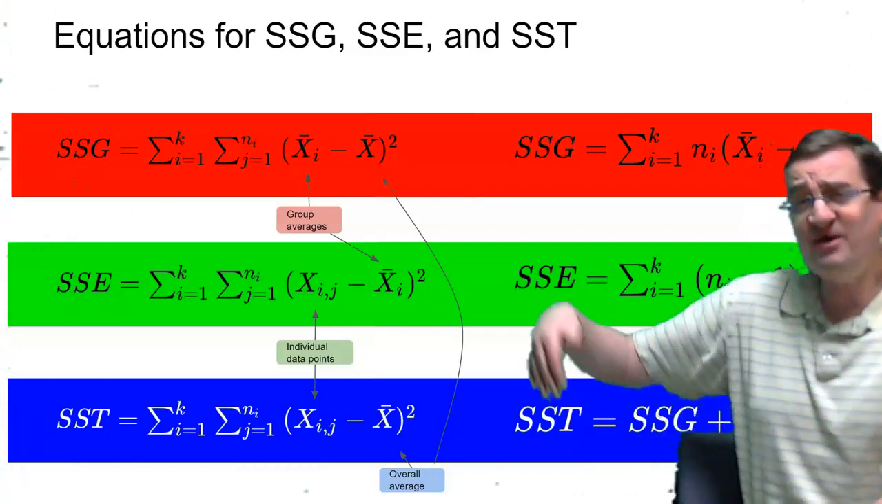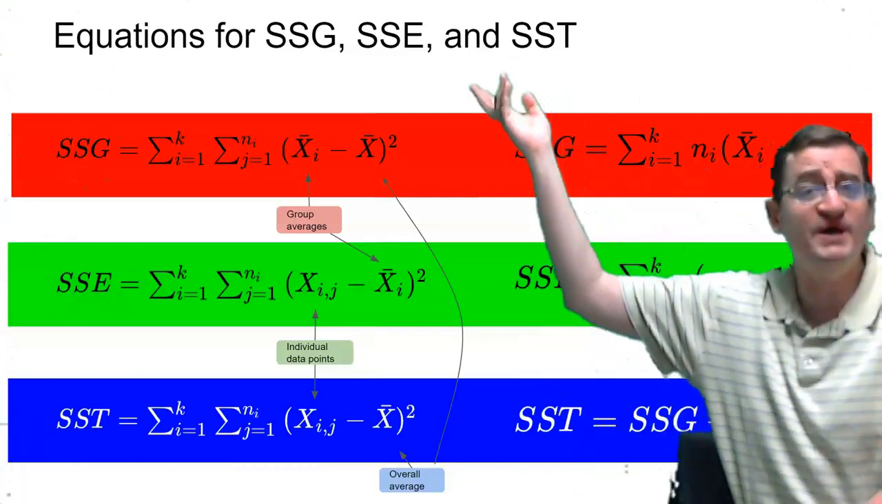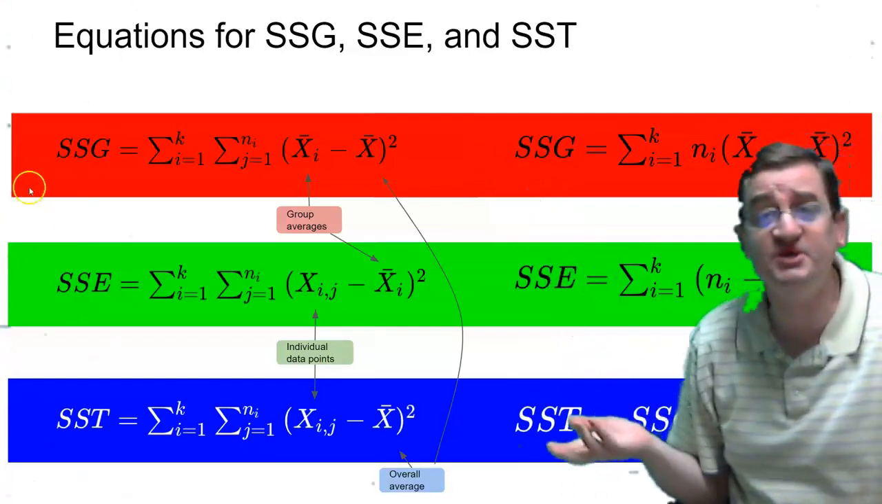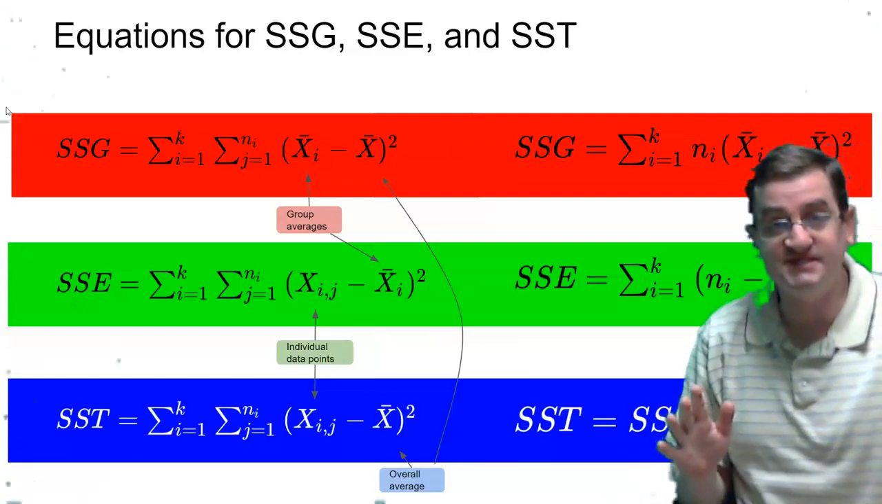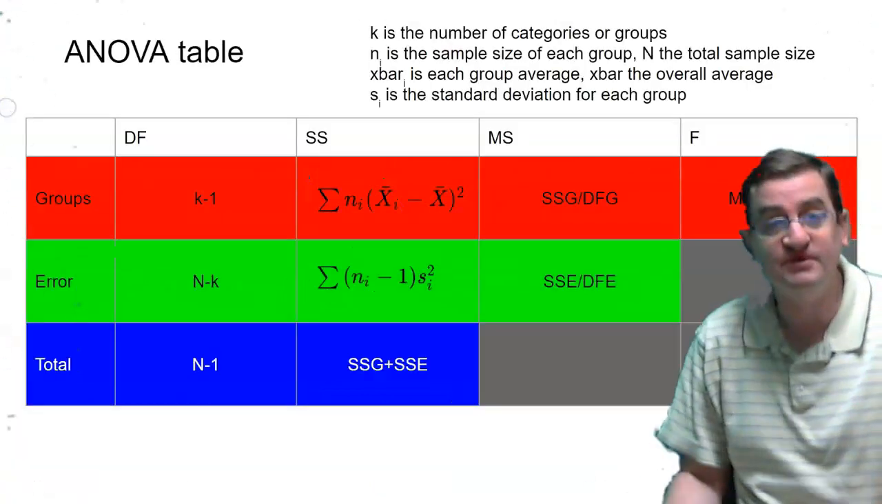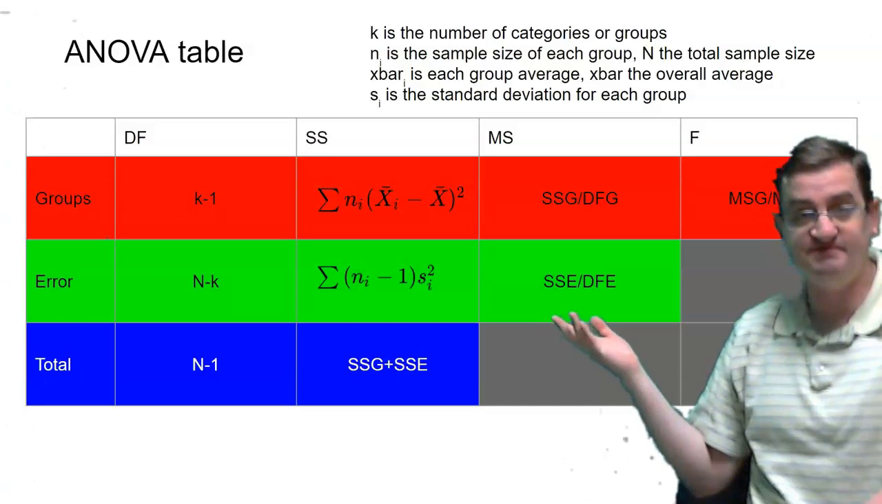Somewhere over the rainbow of red and green and blue, all the pretty colors that we need to do our hypothesis test, let's organize it by putting it into a table called the ANOVA table.